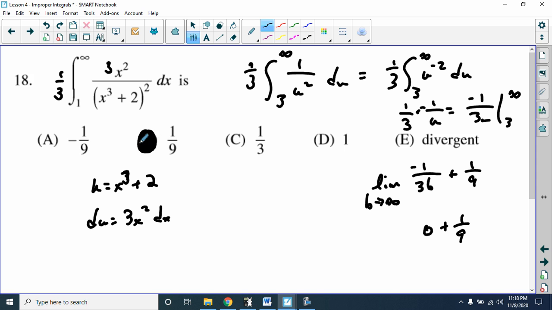So that is improper integrals. If you're having questions on any of this stuff, let me know.